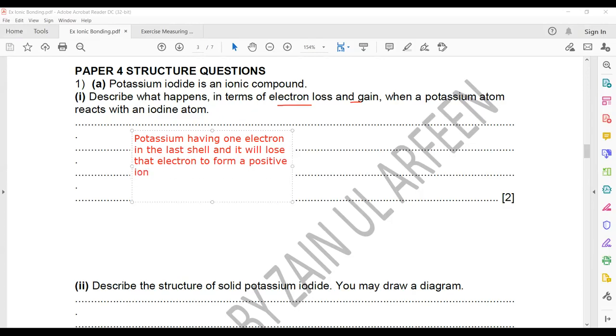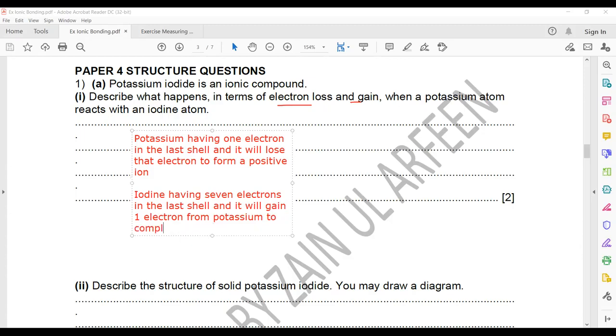And iodine belongs to group 7, or iodine has 7 electrons in the last shell, and it will gain one electron from potassium to complete the octet. Octet means 8. It forms a negative ion.